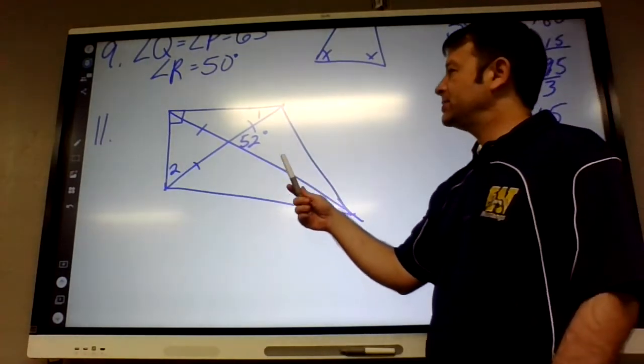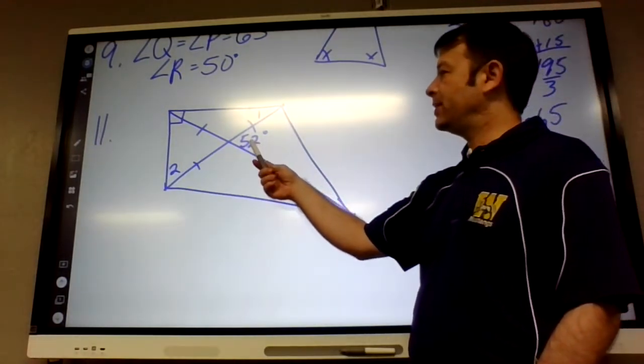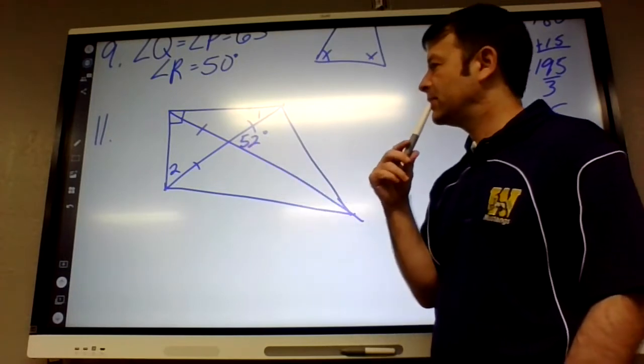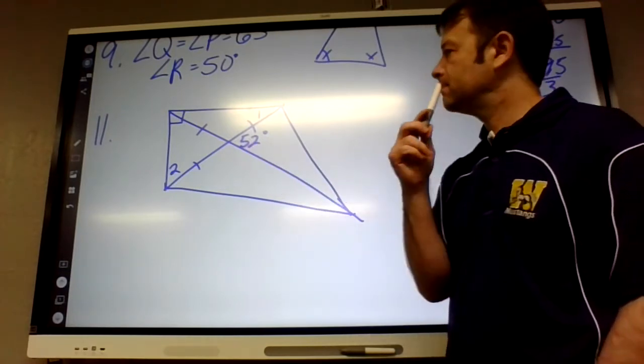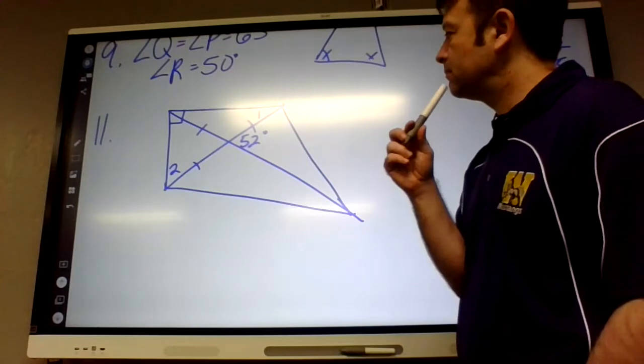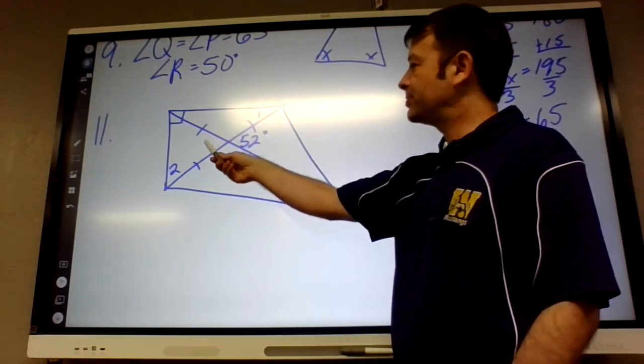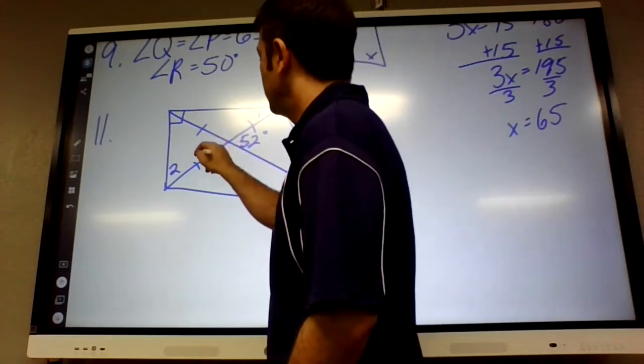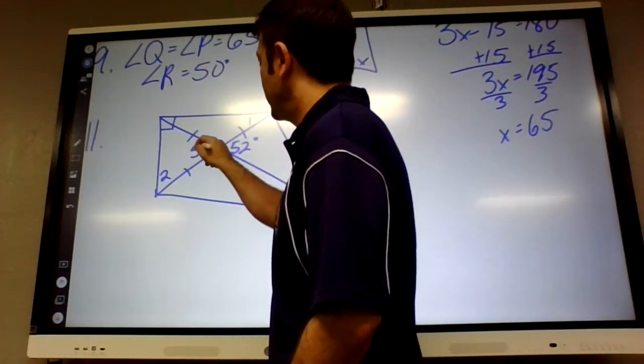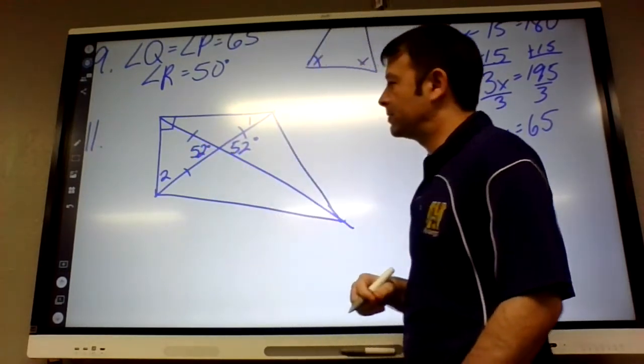Well, Isaac, if this is a 52 degree angle, what else do I know? The other side is a 52. Right here? No. This right here? Yeah. Okay. Yeah, because why? Because vertical angles.